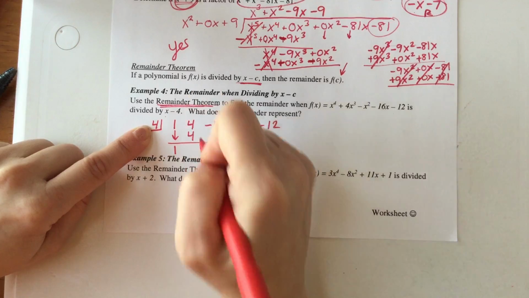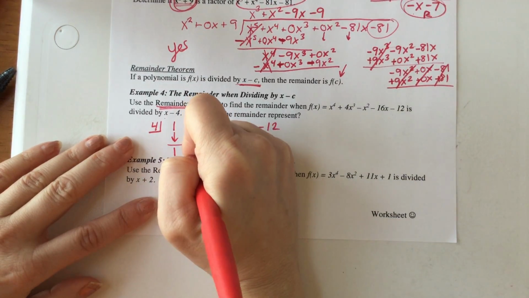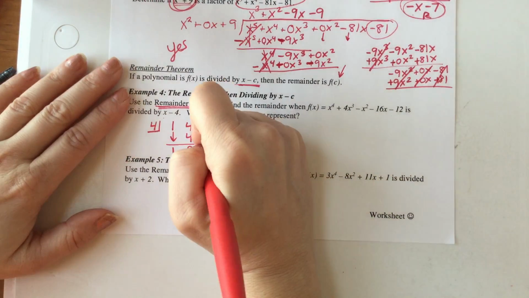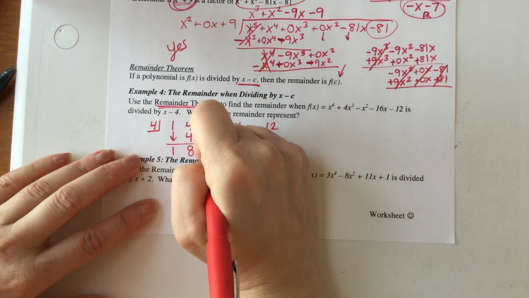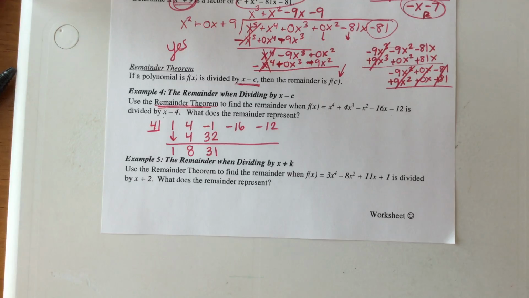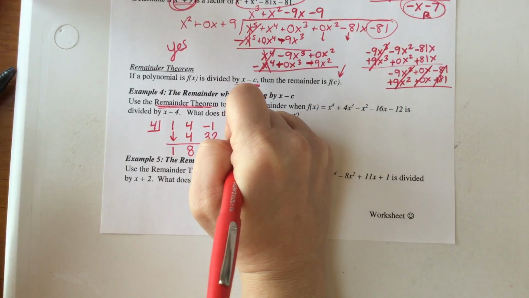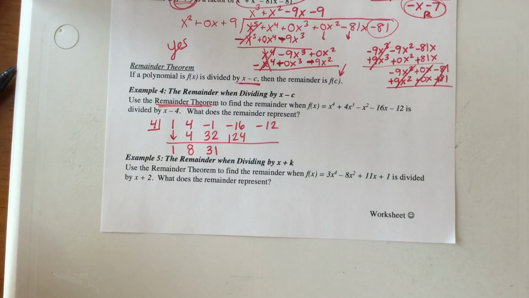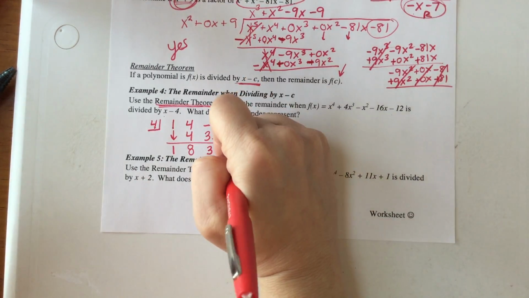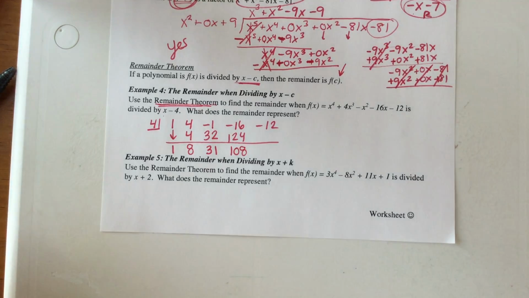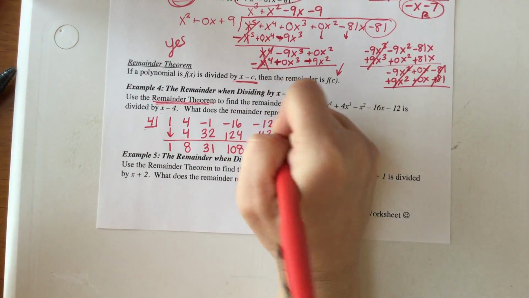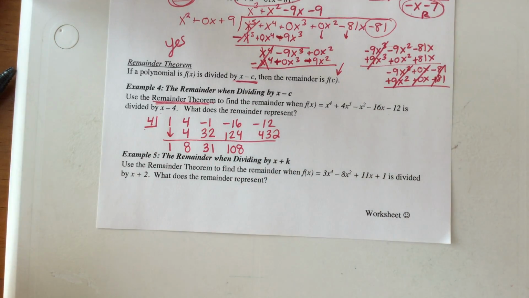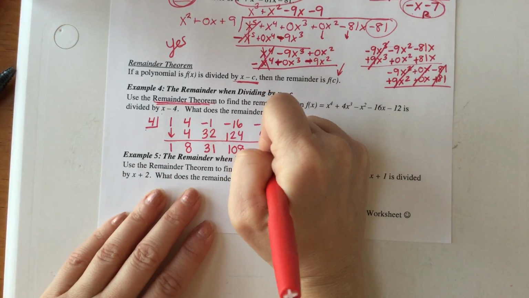1 times 4 is 4. 4 plus 4 is 8. 8 times 4 is 32. 32 plus a negative 1 is 31. 31 times 4 is 124. 124 plus a negative 16 is 108. 108 times 4 is 432. 432 plus a negative 12 is 420.